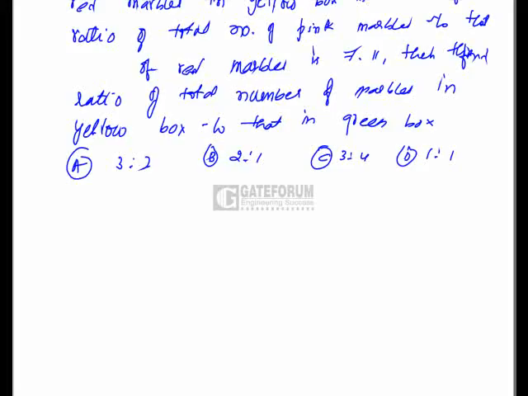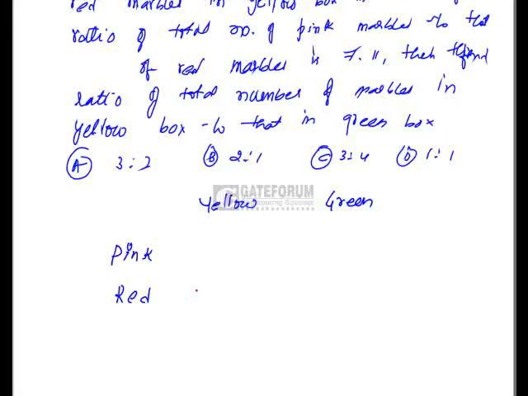Problem, it is given that there are two boxes, yellow and green. The ratio of number of pink marbles in yellow box and number of red marbles in green box is 2:3. So basically there are two types of boxes, yellow and green, that is yellow colored and green colored, and two colored marbles, that is pink and red.